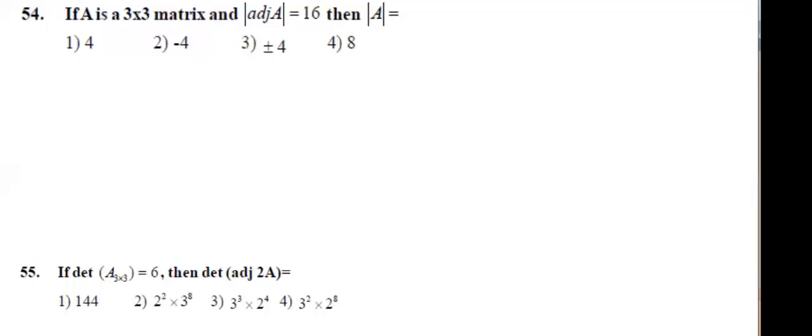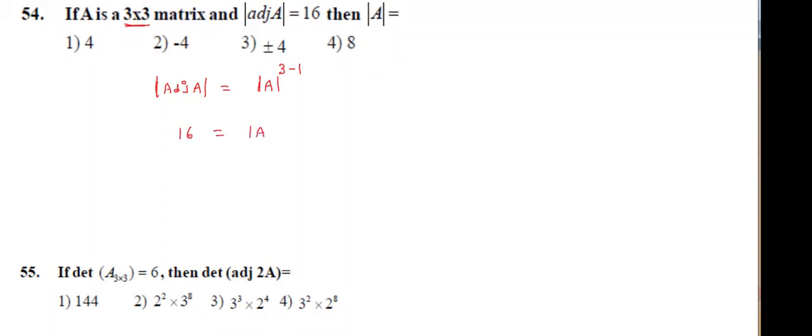How to do this? A is a 3 by 3 matrix. Det of adjoint A is equal to 16. Find det A value. What is the det of adjoint A formula first? Det of adjoint A formula is equal to det A whole power n minus 1. Here n means 3 by 3 matrix, 3 minus 1. So det of adjoint A value is 16.